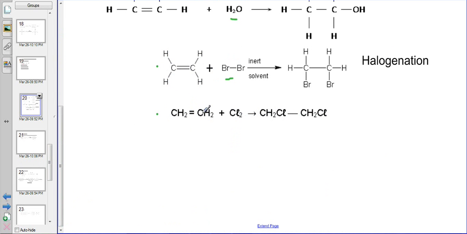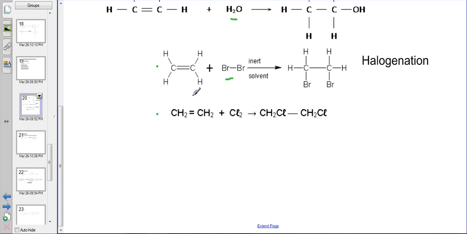And if you look at this example here again, we have CH2 double bond CH2, and you're adding chlorine to it. And then we see that the one chlorine goes to the one carbon and the other chlorine goes to the other carbon, and we get CH2Cl. Instead of Br we got Cl here, instead of Br we got Cl here. So this is also a halogenation reaction. So these two are exactly the same.